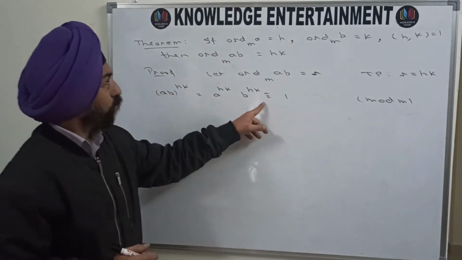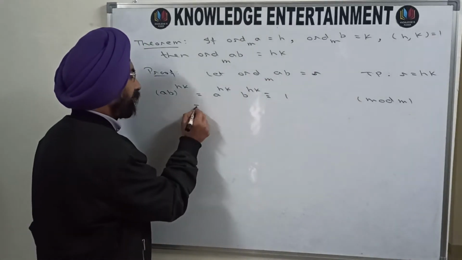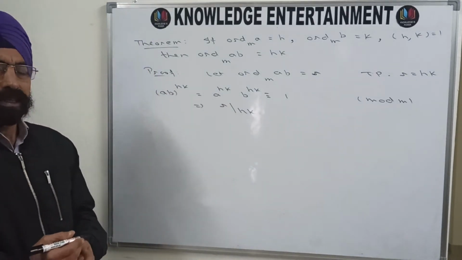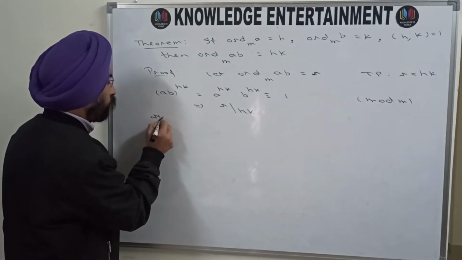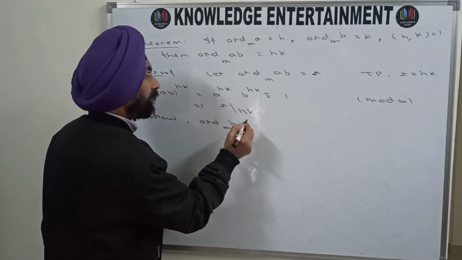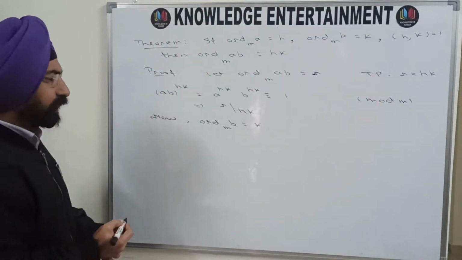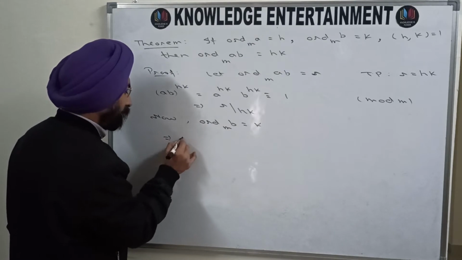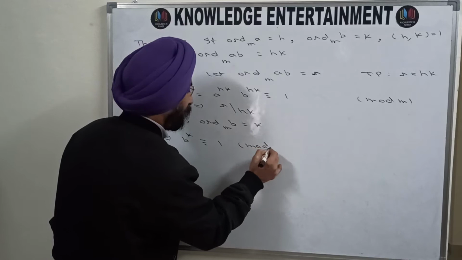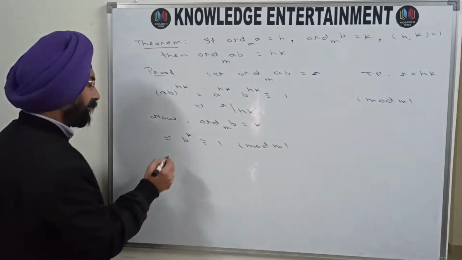(ab)^hk is congruent to 1 modulo m, and order of ab modulo m is r. So that means r divides hk. Now, what is order of b modulo m? It is k. That means k is the smallest positive integer such that b^k is congruent to 1 modulo m. Raise both sides of this congruence equation to the power r.